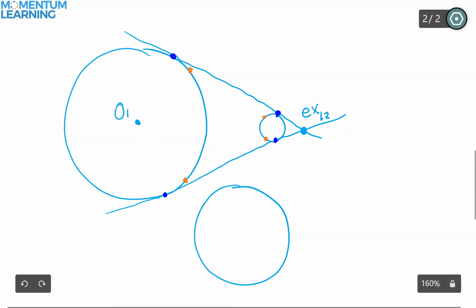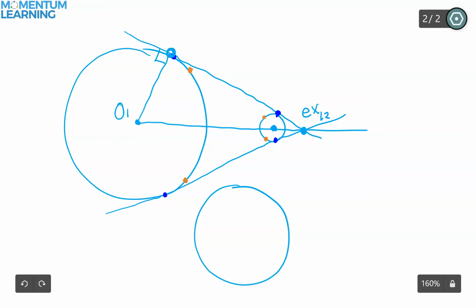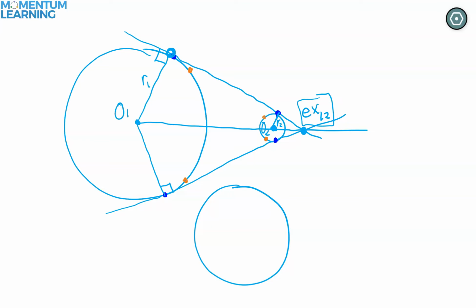Okay, so the in-simili-center and the ex-simili-center, by the way, they are both on the line connecting the centers of those circles. So that's where the centers are. So this is O2, and this one is also perpendicular here. Do you guys agree that if the radius here is R1 and the radius here is R2, then EX12 is the center of homothety with a positive ratio of R2 to R1, right? Or if you are going from O2 to O1.